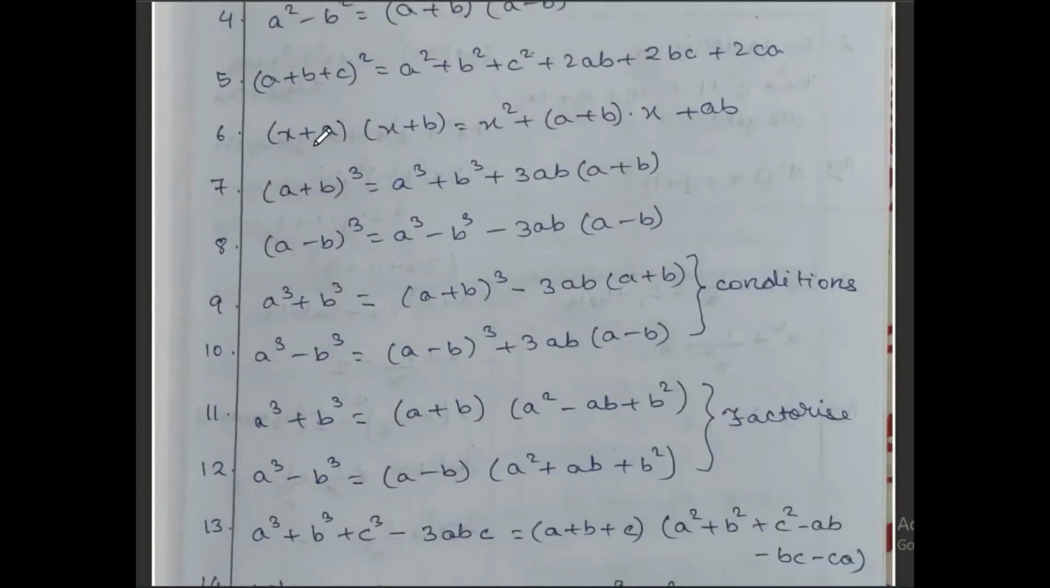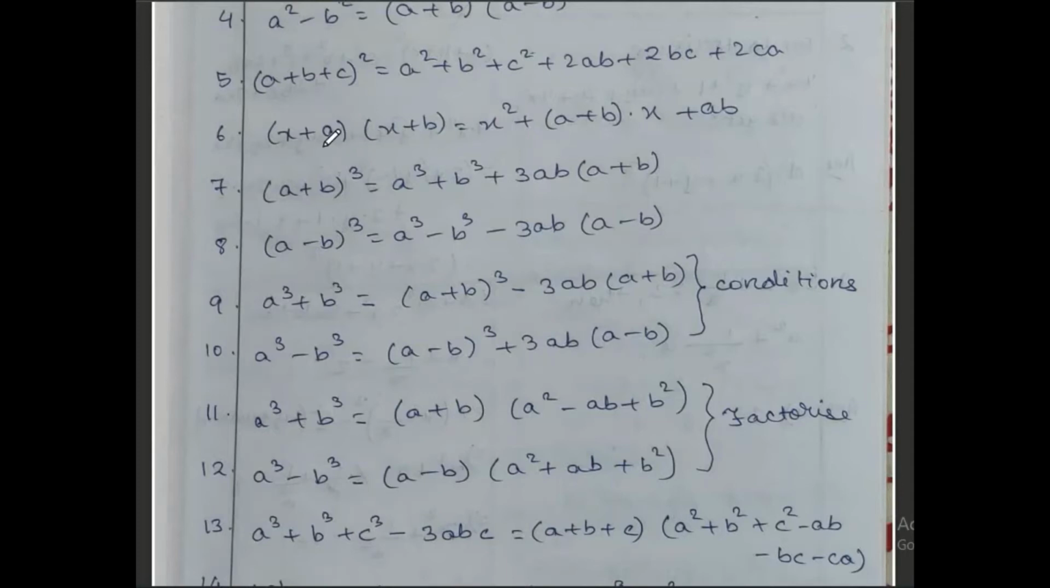Now number 6, we had it in earlier classes also. x plus a into x plus b, two different binomials, but the first term is matching, x, and the second term is different, and as a product you are getting, then the formula is x plus a into x plus b equals x square plus a plus b into x plus ab. Remember that in place of a and b you will be getting a real number.